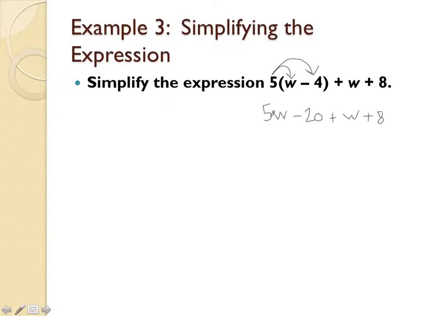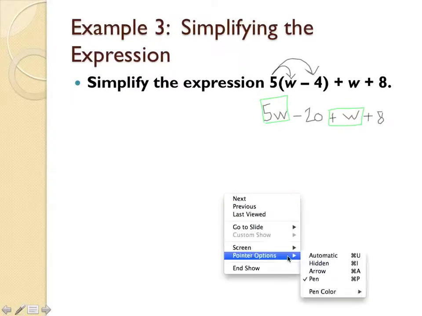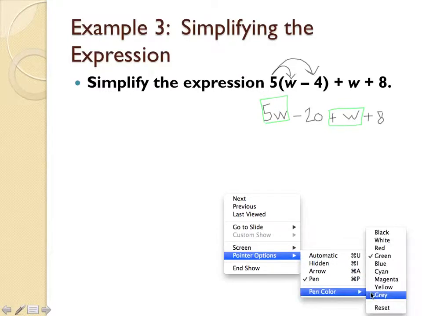I have a term that has a w in it, and I'm going to look at the rest of the terms. Oh, I got a w here. So these are going to be like terms. In this case, I will use a box, and I'll box these terms in. Again, the sign in front goes with the number behind it, so I want to make sure that I box that positive in as well. Double checking, I got all of my terms with w.